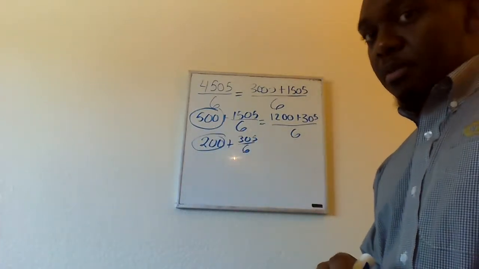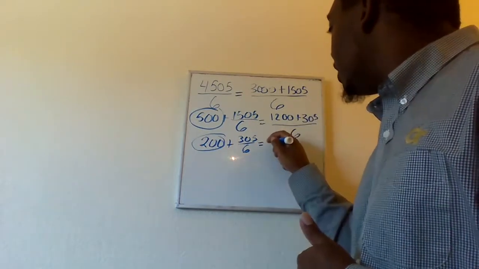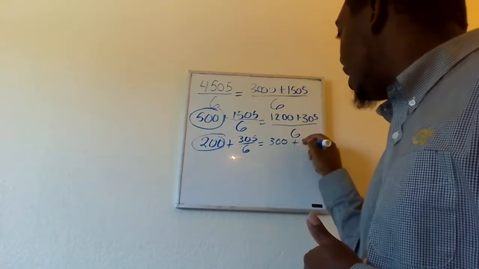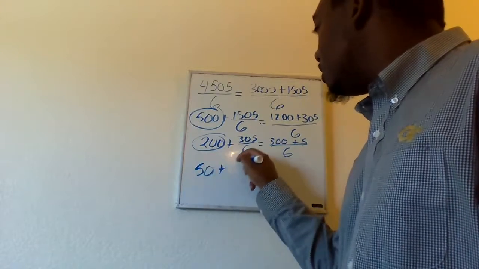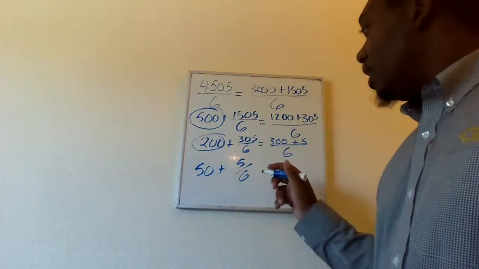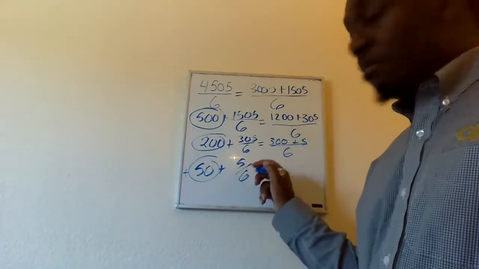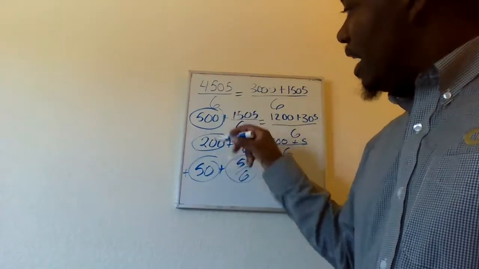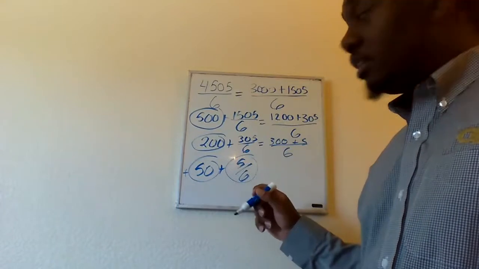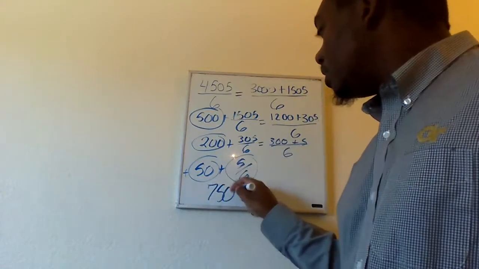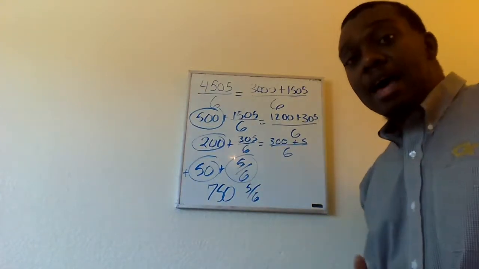Some of you may say, I definitely see the 30, so let's go from there. So if we do that, we look at 300 plus 5 divided by 6. This part will give us 50, plus 5 left over 6. In total, if we take all those pieces together, we can't divide that anymore, so that's going to go in our remainder. So we have 500 plus 200 plus 50 plus 5 over 6. In that case, we get 750 with the remainder of 5 over 6, or 5 out of the 6.